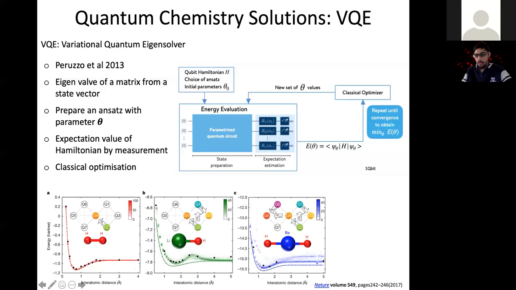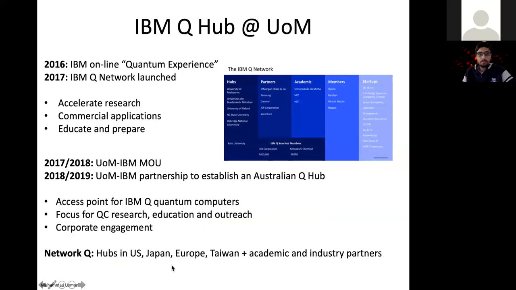There's a paper in Nature in 2017. They were able to solve molecules like hydrogen, lithium hydride, and BeH2. It's still at a very small scale, because the quantum computers are small at the moment, but the hope is that as quantum machines become larger and the research progresses, hopefully in the near future, we will be able to solve really big molecules very efficiently on quantum machines.